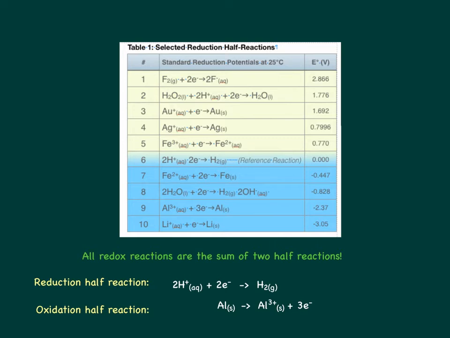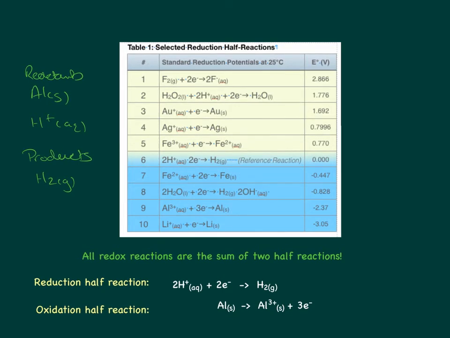For example purposes, what we want to do is find some reactions that use our reactants, which are solid aluminum and H+ in the aqueous phase. So these are reactants. And we want to find reactions that produce our products, which in this case are just hydrogen gas.